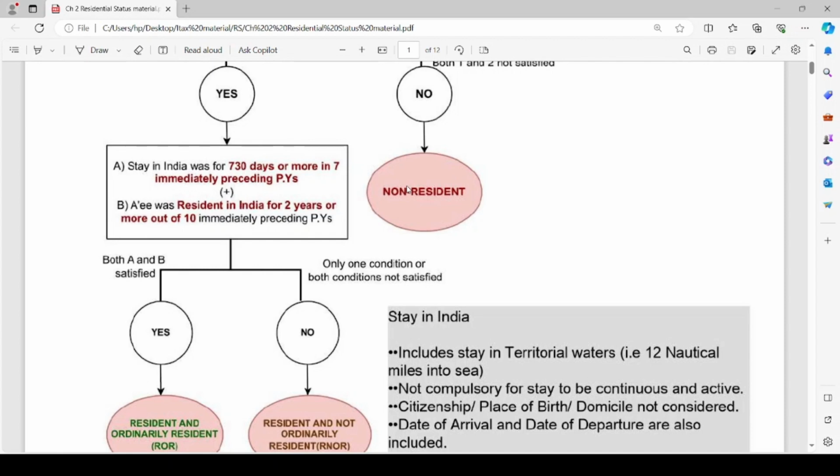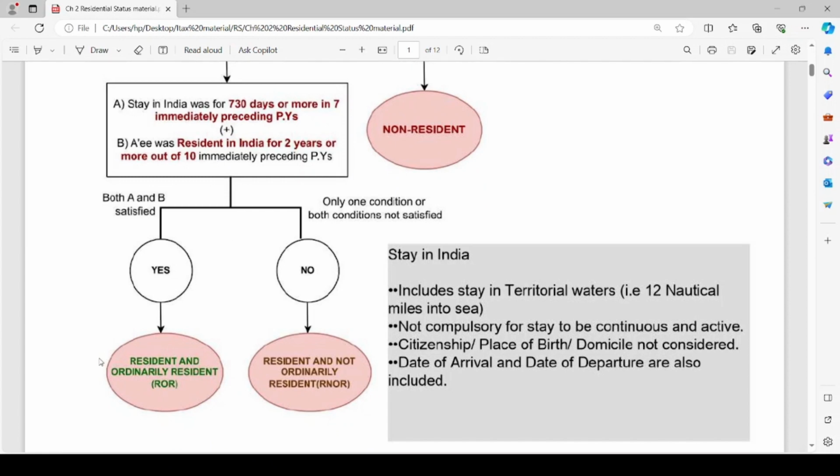The additional condition A states that the individual's stay in India was for 730 days or more in 7 immediately preceding previous years, and along with that, condition B states that the individual must be resident in India for 2 years or more out of 10 immediately preceding previous years. If both the additional conditions A and B are satisfied, in such a case, the person is considered to be resident and ordinarily resident.